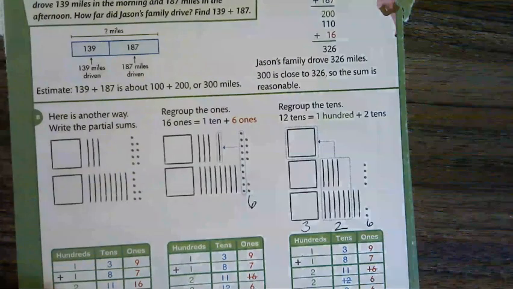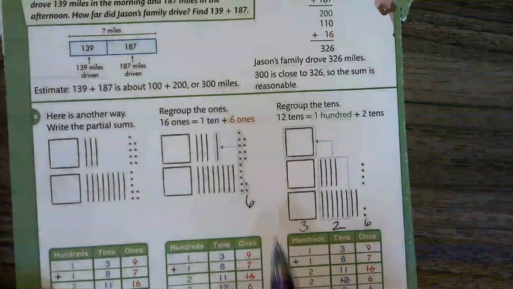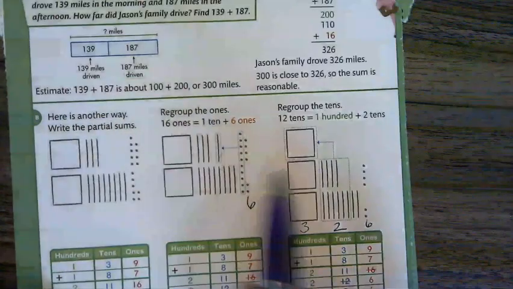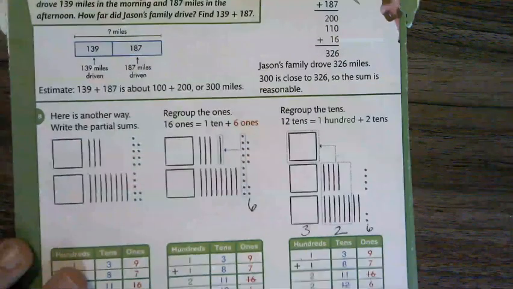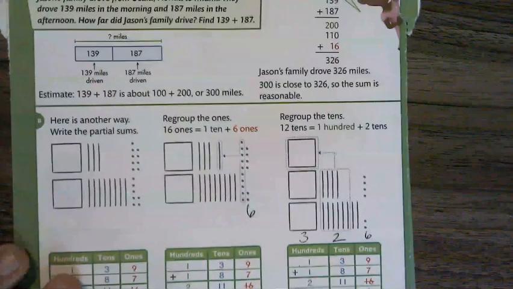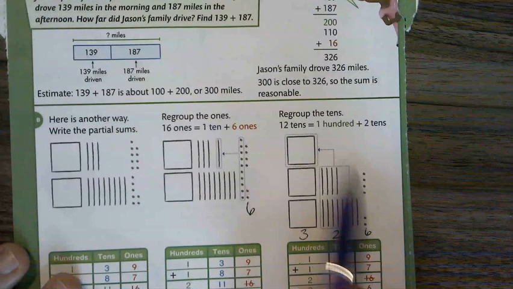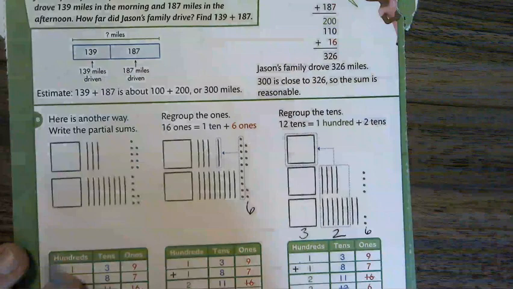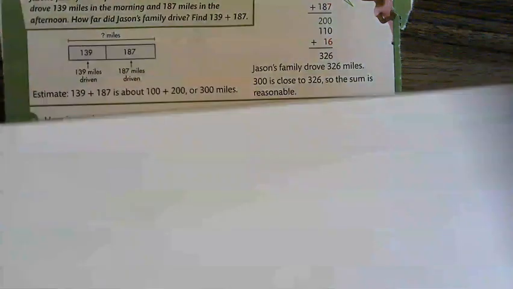So 139 plus 187 is 326. This is what it all actually means: we're regrouping and bringing them over to the next place value, which is why we keep creating these. But as we do our work together today, I'm going to encourage you to just use our numbers.